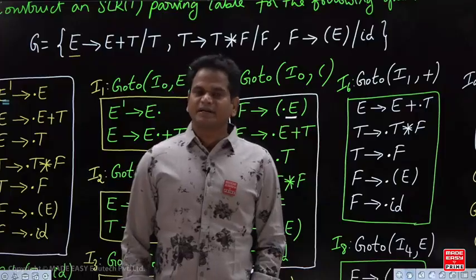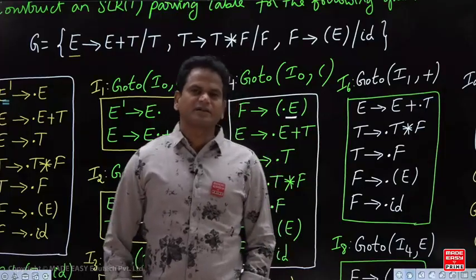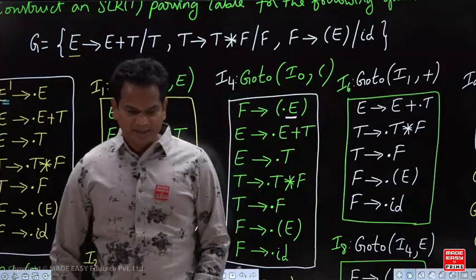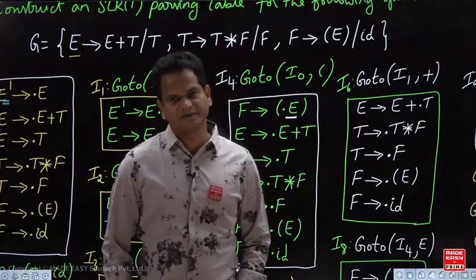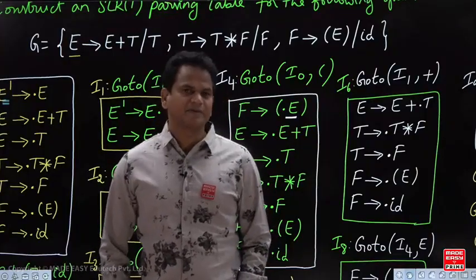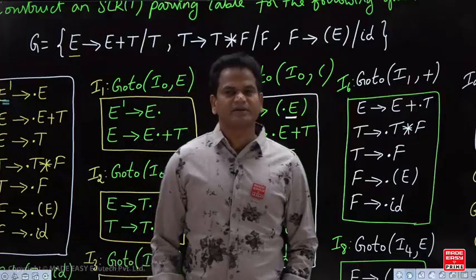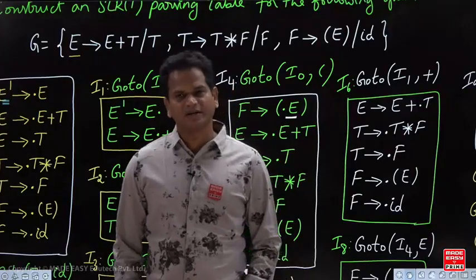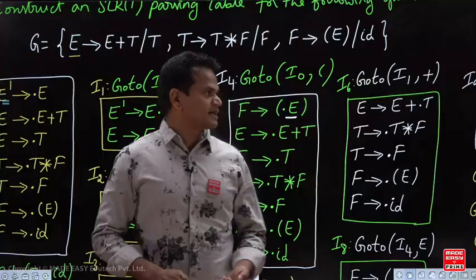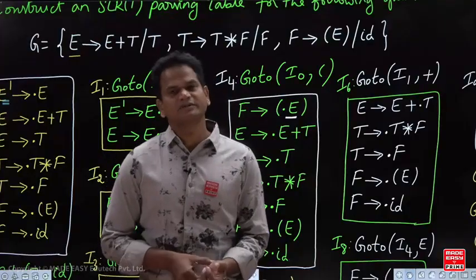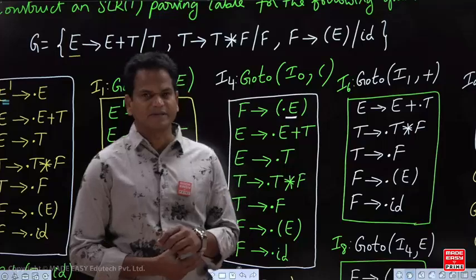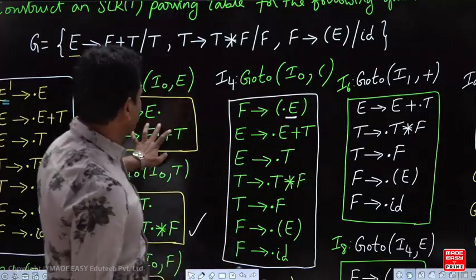Okay? But we cannot consider the SLR(1) table directly. To construct the SLR(1) table, we must first consider the canonical set of items, that is LR(0) items. So, one standard question we were doing yesterday. For that standard question, we have constructed the canonical set of items. So, these are the canonical set of items.